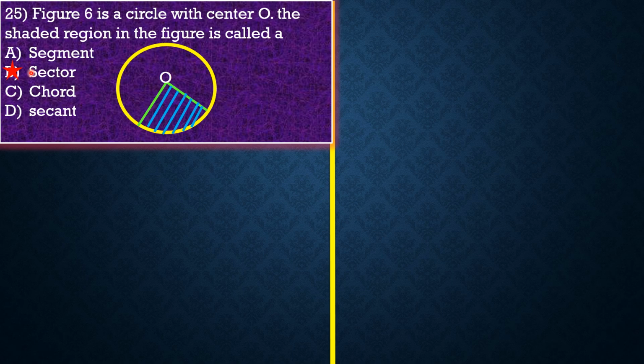Because a sector, guys, is simply partitioned by what? By two radii. So a chord, guys, is simply any line drawn that touches the circle at any point. That's a chord. Then a secant, guys, is simply a line that touches the circle specifically at two distinct points. That is known as a secant line. Okay. So guys, let's go to question 26.